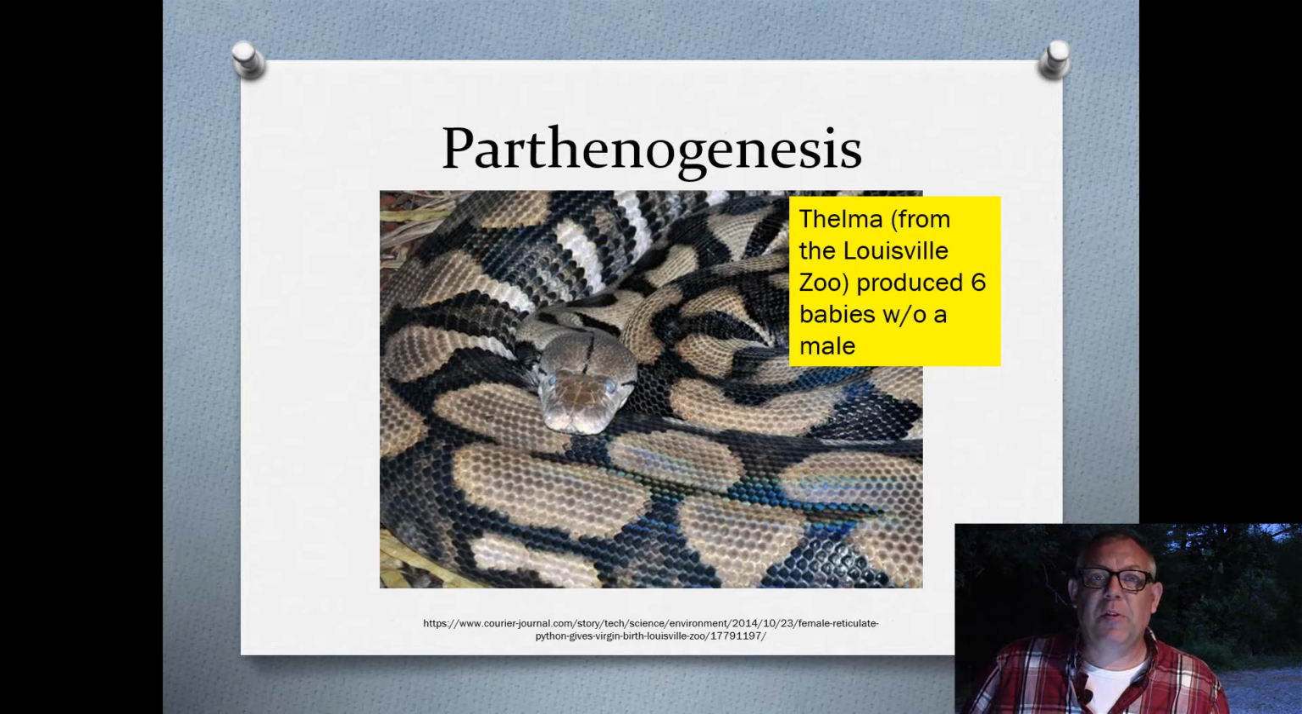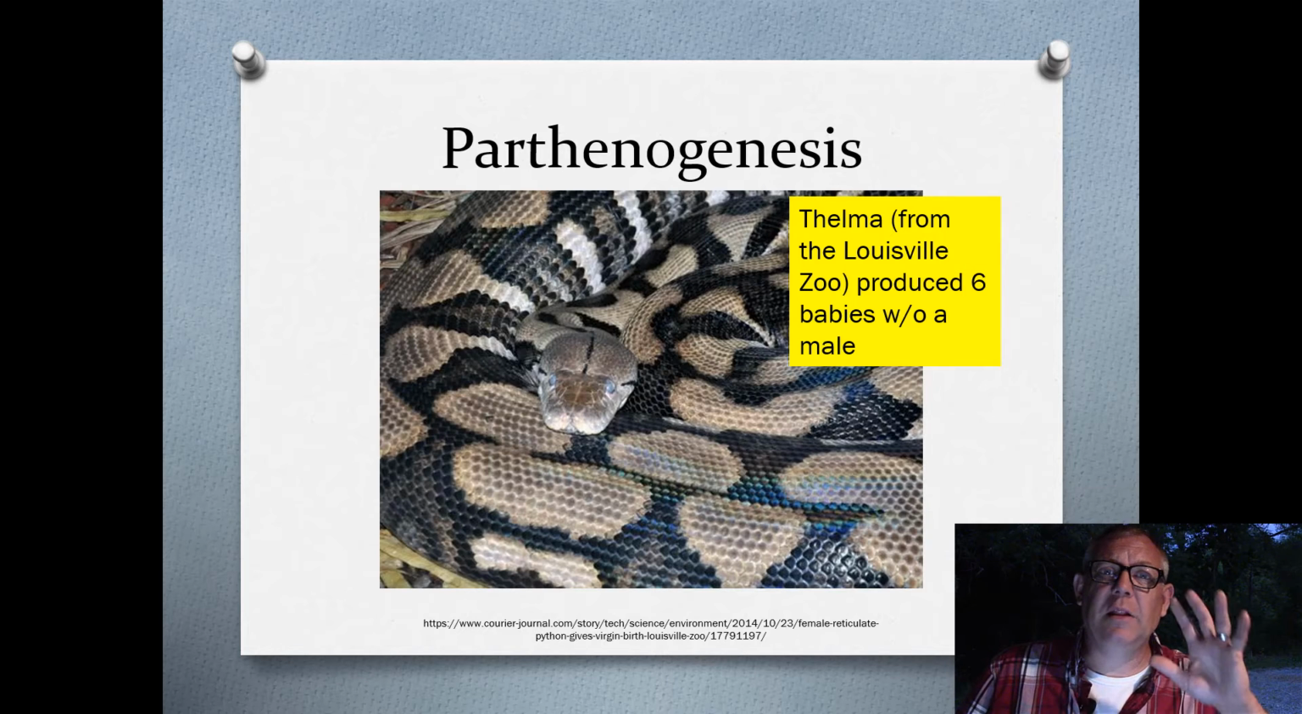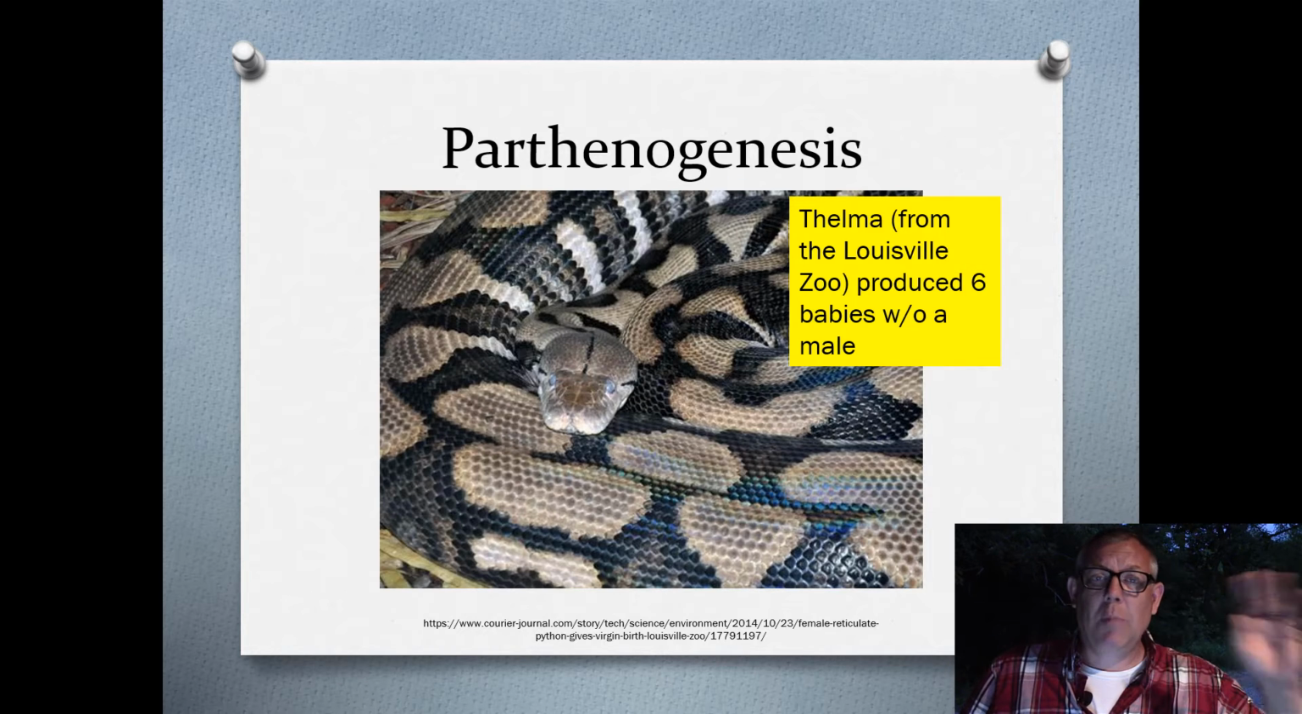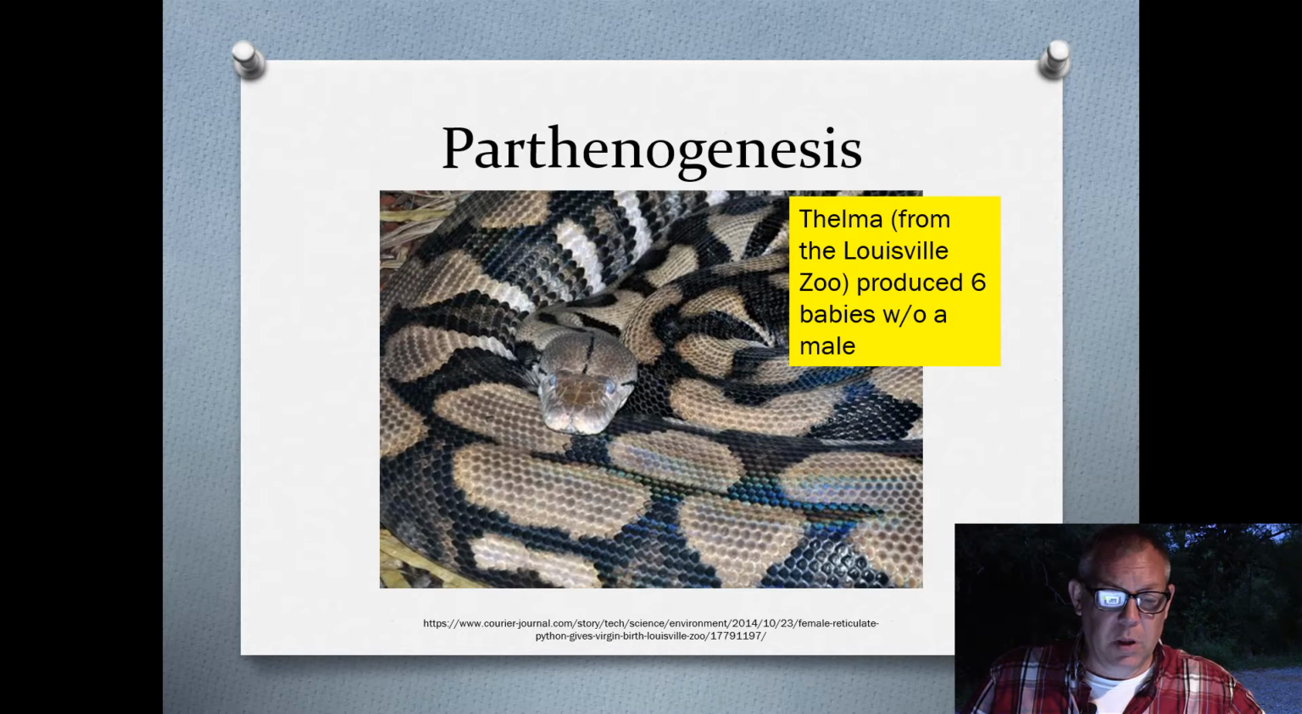Now, this is a great example. This is from the Louisville Zoo, so this is just up the road. This is a python, I think named Thelma, that spontaneously produced 6 babies. Now I think she's 20 years old. She'd been in the Louisville Zoo for decades, all by herself. There are no other males. She's not with any other snakes.